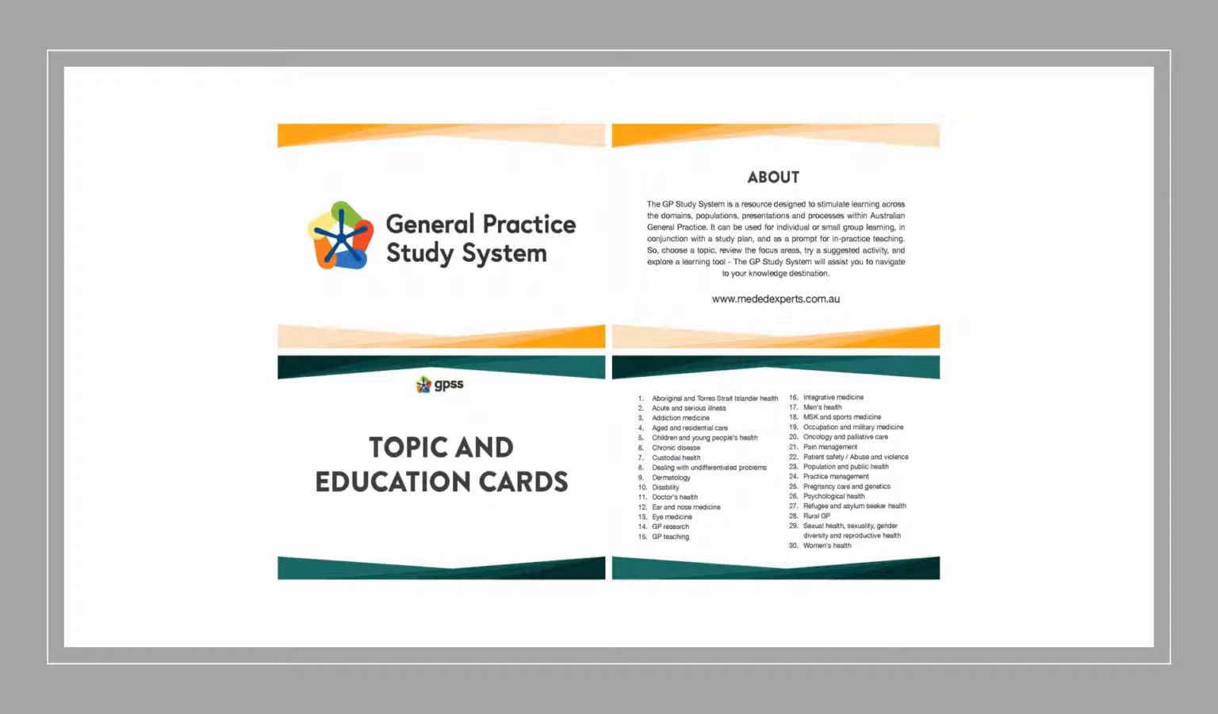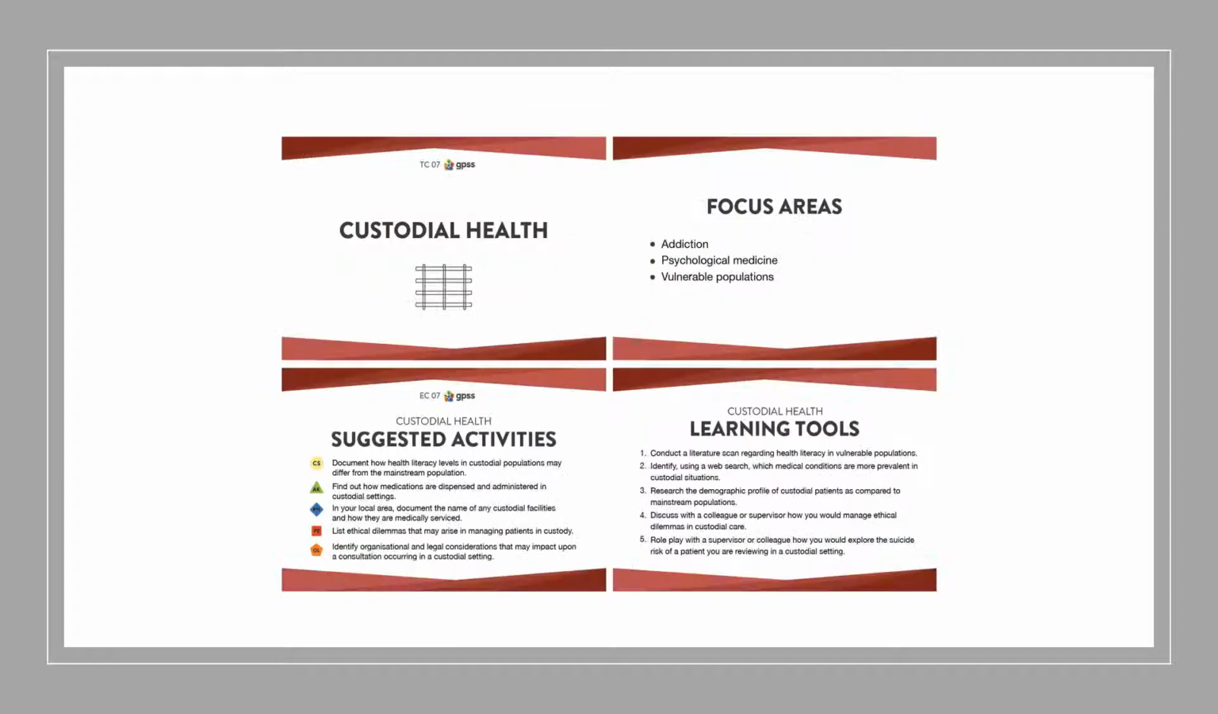There's a hard copy version of the cards, and there is also a web-based version. This is an example of just the introductory card and the topic card, which lists the 30 topics that are covered. And this next card is the card for custodial health. Custodial health is a curriculum contextual area which is often poorly addressed. And you can see there's the topic card, there are focus areas, there are some suggested activities for exploring that contextual unit, and then there are some learning tools that complement that.